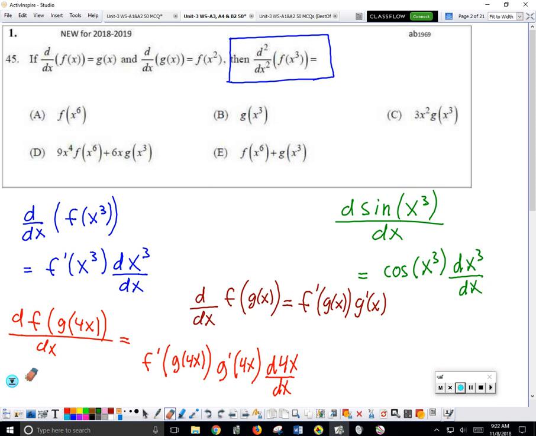Okay. The chain rule, what I did is I used the chain rule twice. So I said I've got f of this. So the chain rule says the derivative will be f prime of the same thing multiplied by the derivative of this thing. Well, the derivative of this thing is g prime of this thing multiplied by the derivative of that thing. It's the chain rule twice. I think that makes sense. Like the chain rule within the chain rule.